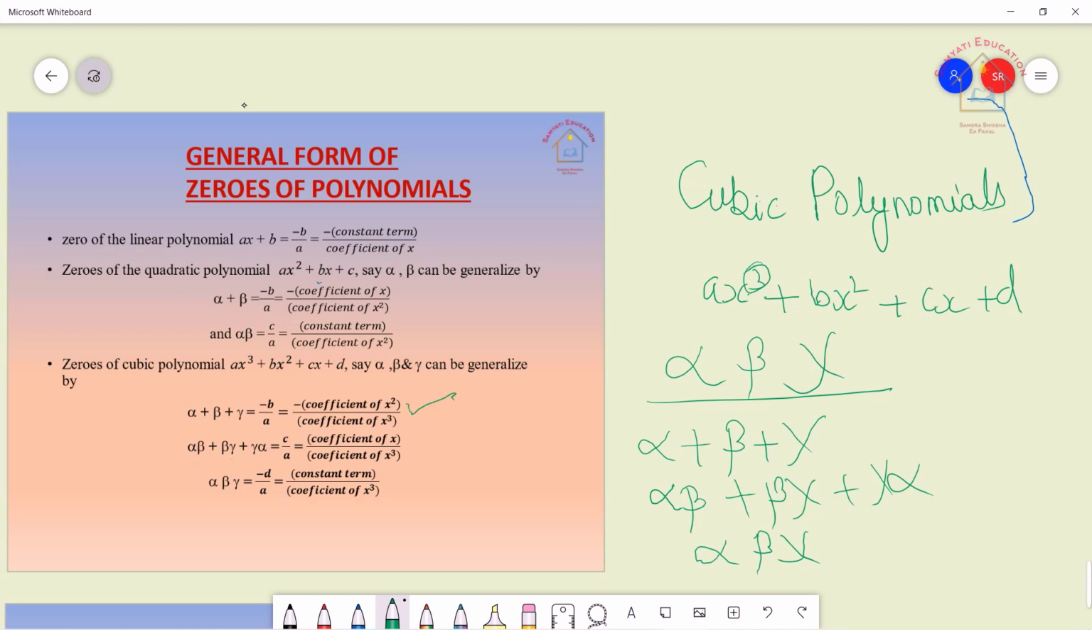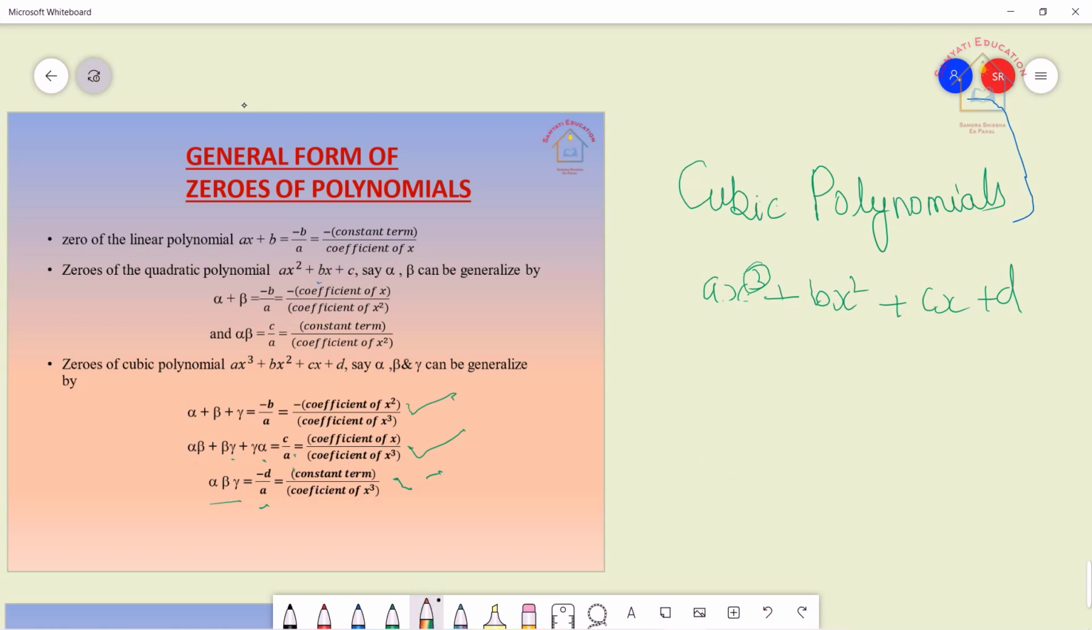Alpha beta plus beta gamma plus gamma alpha is c by a, that is coefficient of x upon coefficient of x cube. What is the product? It will be minus d by a, that is constant term upon coefficient of x cube. Now if we take any example, let's say p of x is equal to 3x cube plus 2x square plus 5x plus 7.